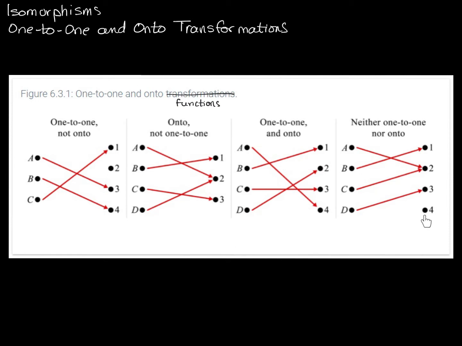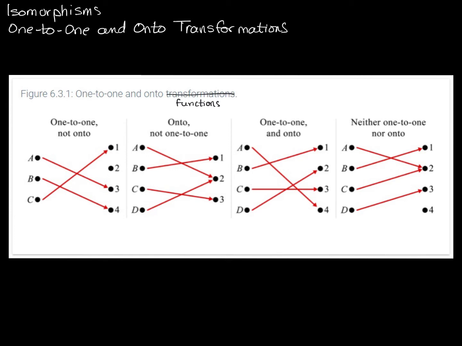It's not onto because I didn't use up the entire range, and it's not one-to-one because I have two things that I can map to one of the elements in the range. So this is neither one-to-one nor onto. This one is one-to-one but not onto. It's one-to-one because there are no duplicate y's here. See how there's a duplicate in the y column? There are no duplicates in the x column.